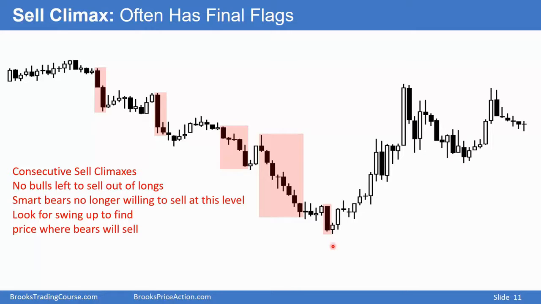The smart bears, they're no longer willing to sell. After a series of sell climaxes, they start taking profits. So the strong bears are buying, taking profits, and the strong bulls are buying, betting that we'll get a profit-taking rally.